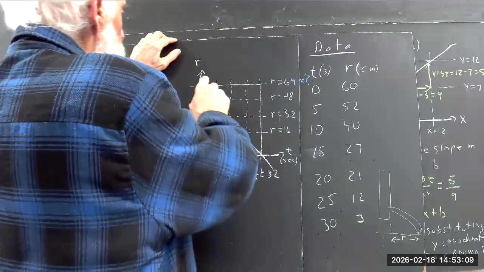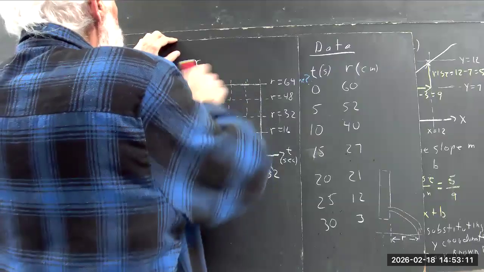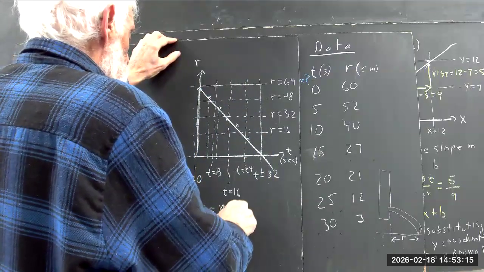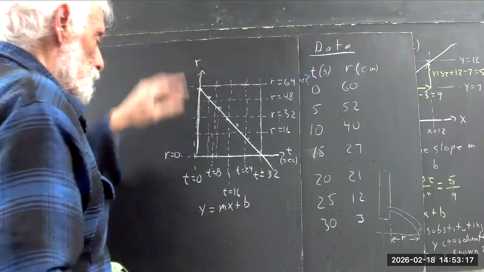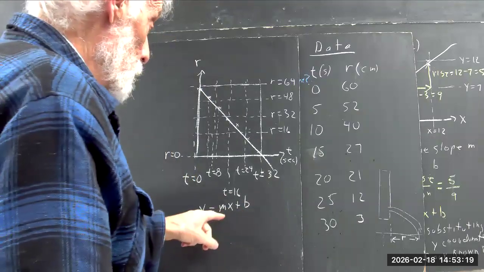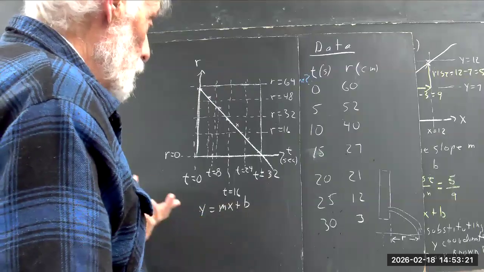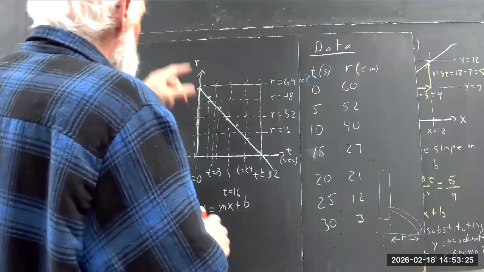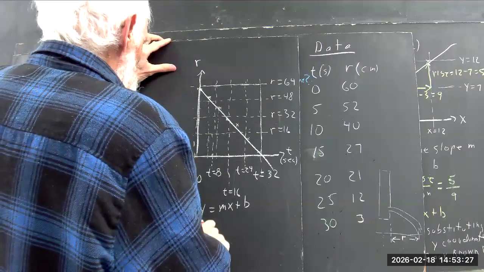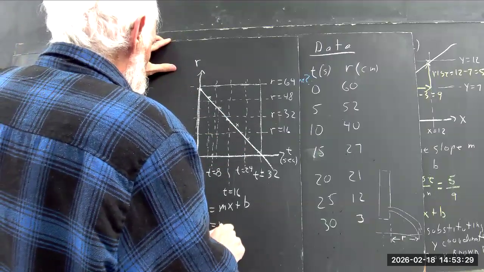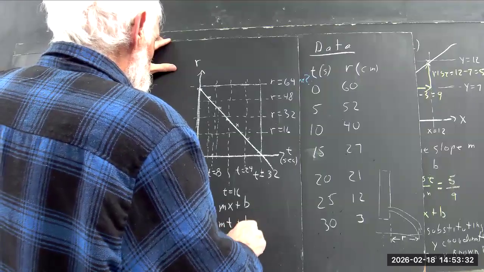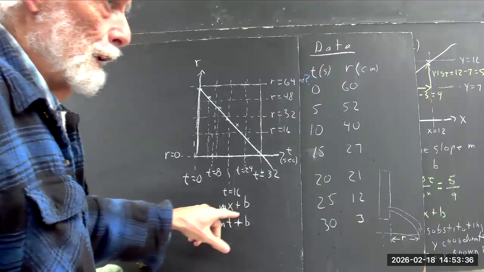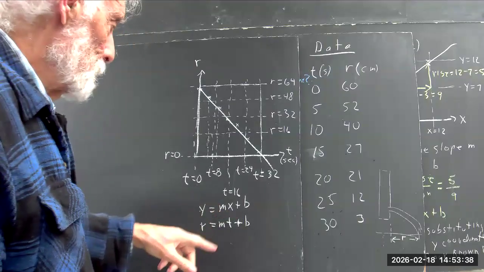That line's going to have a slope and it has an equation. The standard equation for a straight line is y equals mx plus b. There's your slope-intercept form. M is the slope, b is the y-intercept. In this case, we're not using y and x, we're using r and t. So the equation is going to be r equals mt plus b.